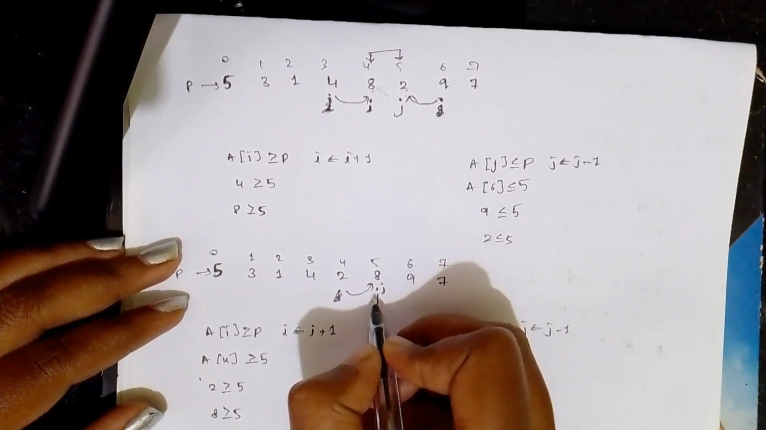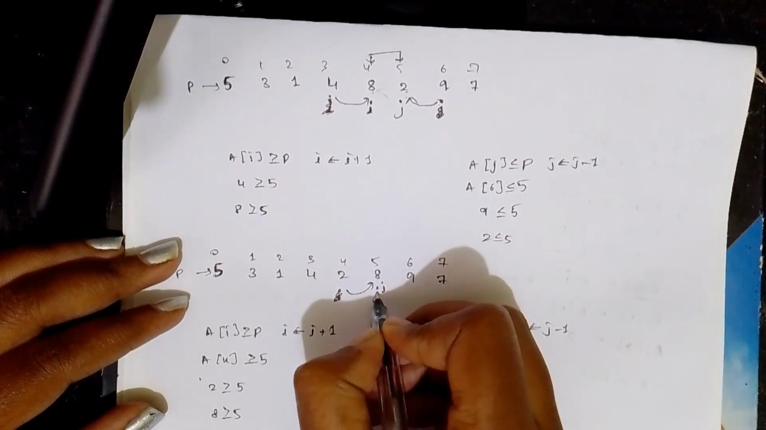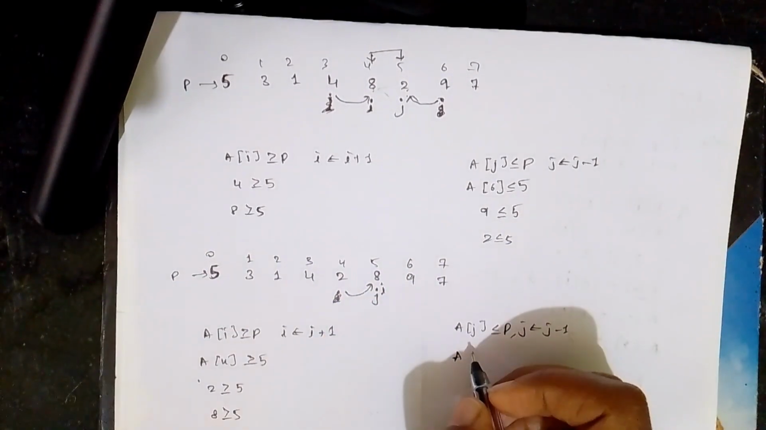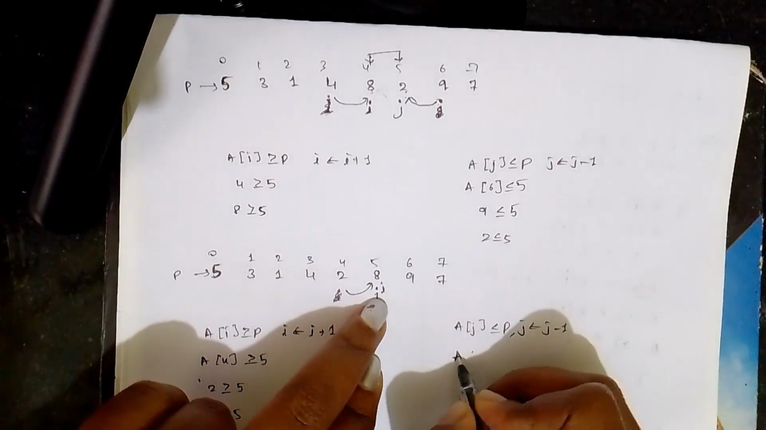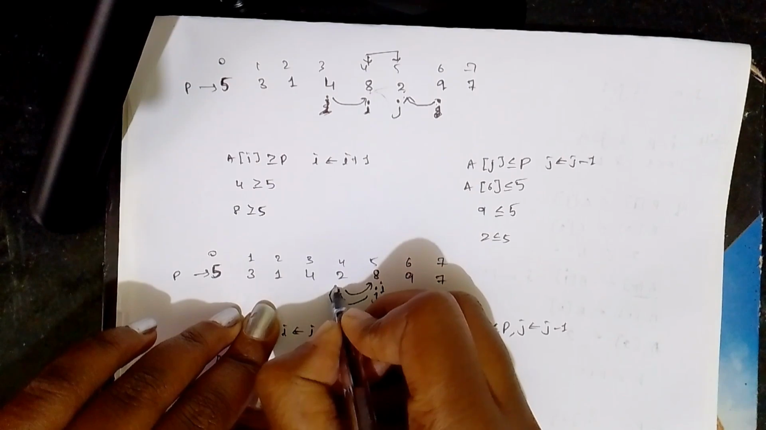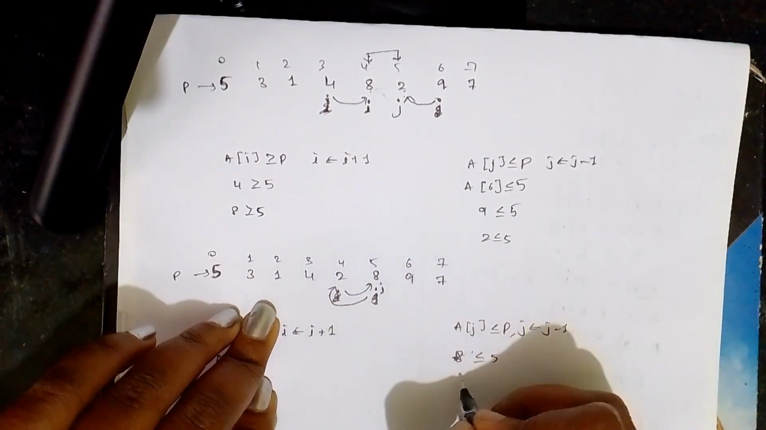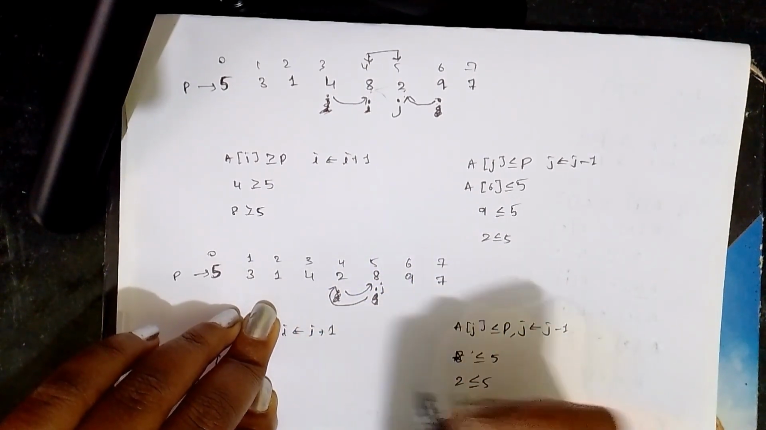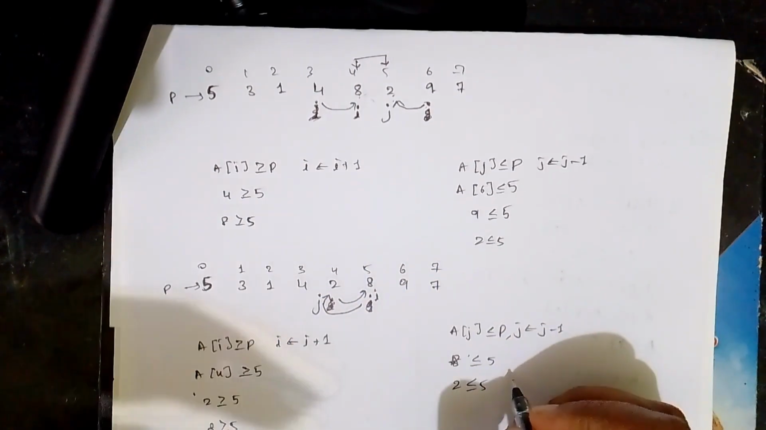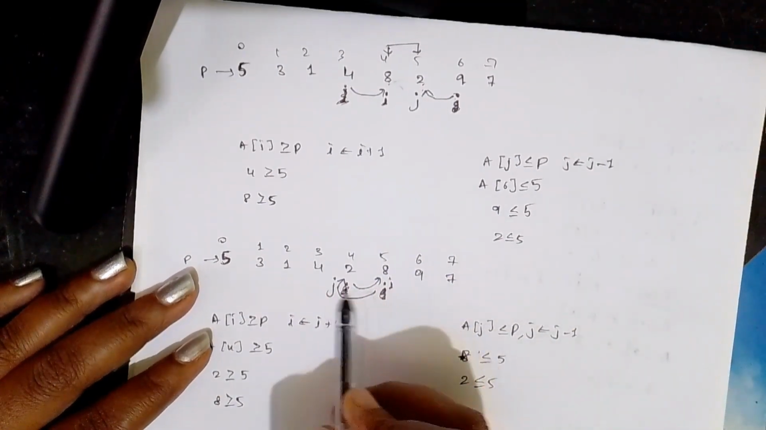Now moving this j. A of j is 8, right? 8 is not smaller than 5, so we have to move further, right? 2 is smaller than 5, so here we have to stop at this 2. So you can observe that i and j have crossed each other.